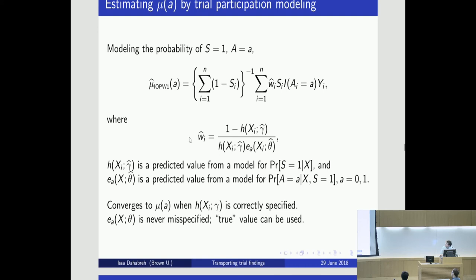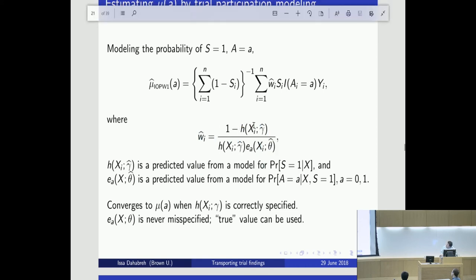And then you construct this weight, which is a weird thing. In the numerator, it has one minus the probability of being in the trial, which is the same as the probability of not being in the trial. The bottom is the probability of being in the trial times the probability of getting the treatment you actually got. The reason it's the probability you actually got is because for each treatment, I only use the data for the people who got that actual treatment, okay? So we might call this the inverse odds of participation weight because this part is the inverse odds of participation. And then this is just the inverse of the probability of treatment.